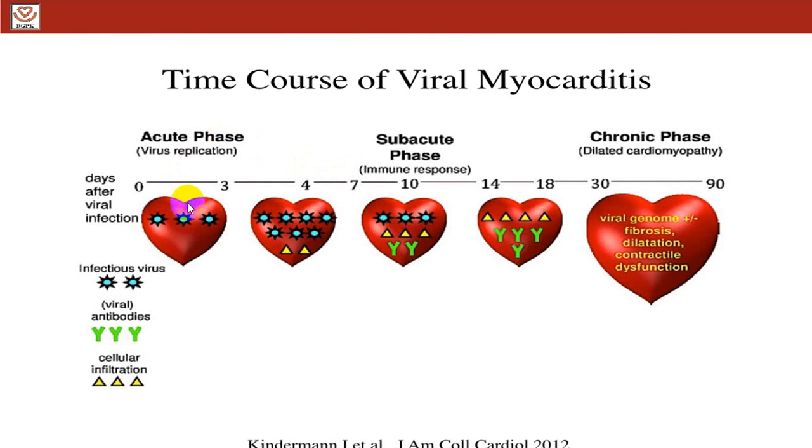Acute phase will last for 3 days. From 4 days to 18 days, it will be the subacute phase, where you get an autoimmune response and acute myocarditis. And in the chronic phase, there is a continuous inflammatory process, damage to the myocardial cells, replaced by fibrous tissue, dilated cardiomyopathy, and the person goes into congestive heart failure, which can last for nearly 3 months.